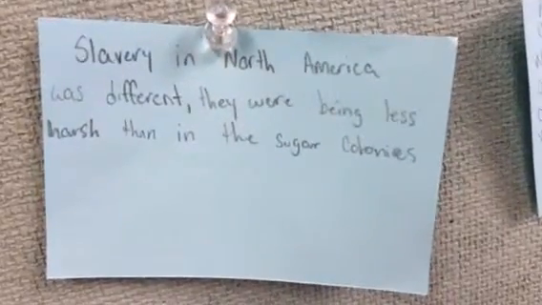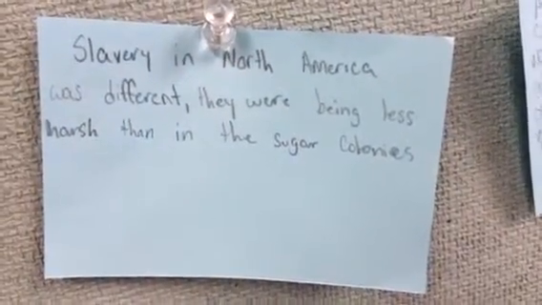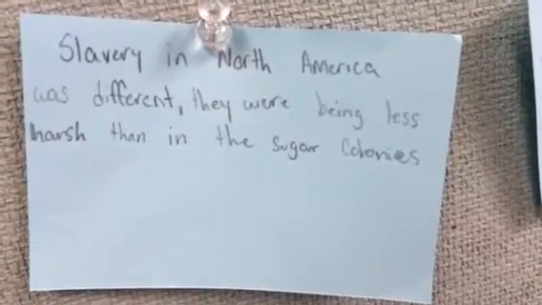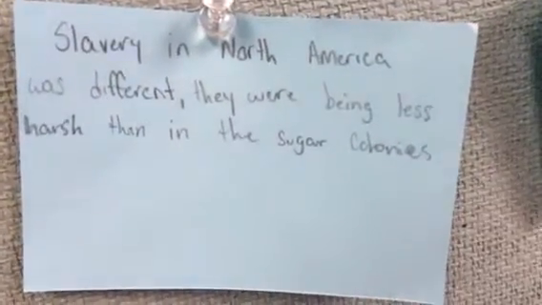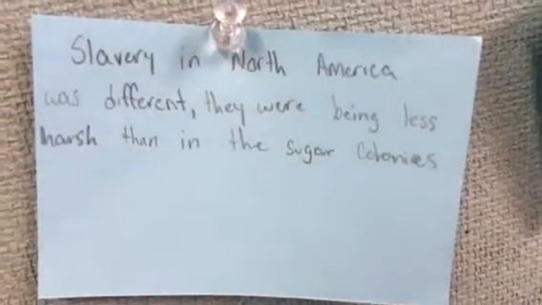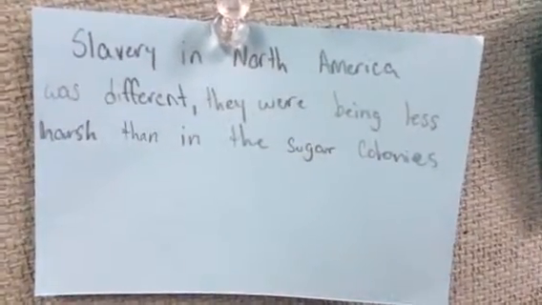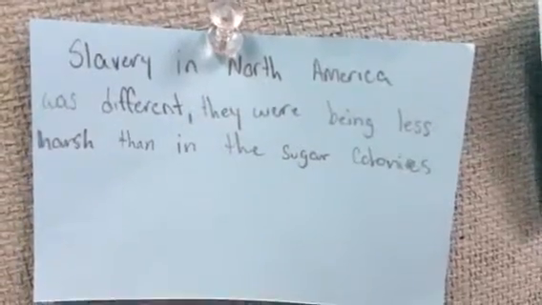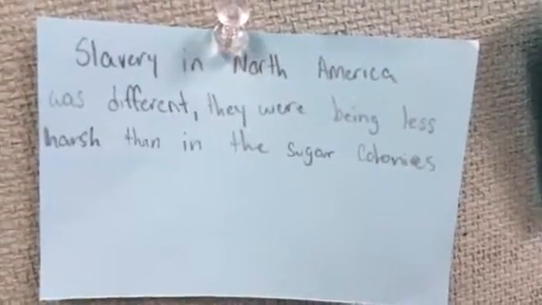Alright, so we're going to review the differences between the sugar plantations in southern British North America colonies and the Caribbean and Brazil. So slavery in North America was different. They were being less harsh than in the sugar colonies. So I guess the treatment or the conditions weren't as harsh. Okay, that's certainly true. What about this one right here?